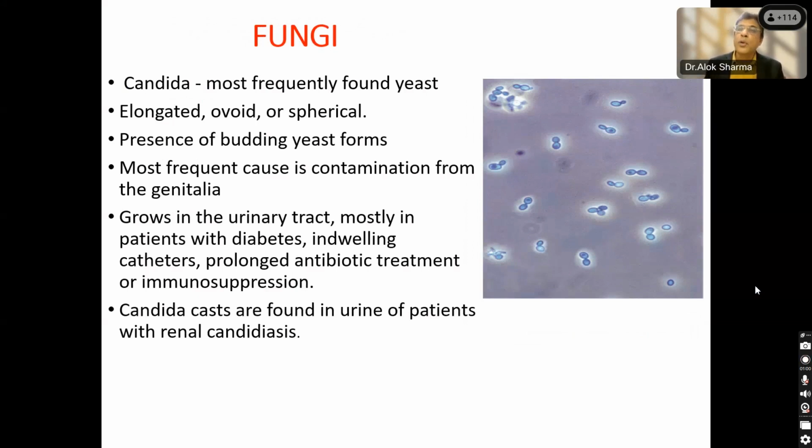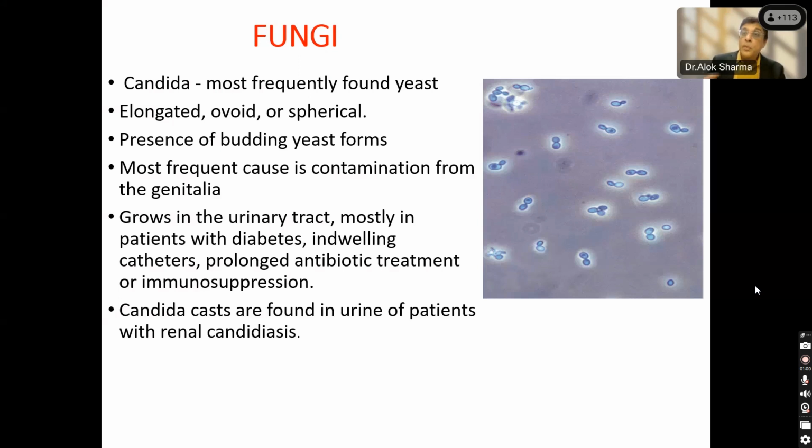You need to exclude the contamination. Candida is the most frequently found yeast form in the urine, and more often than not, it is a contamination from the genitalia. But it also grows in the urinary tract in patients with diabetes, indwelling catheters, prolonged antibiotic therapy, or patients who are on a lot of immunosuppression.